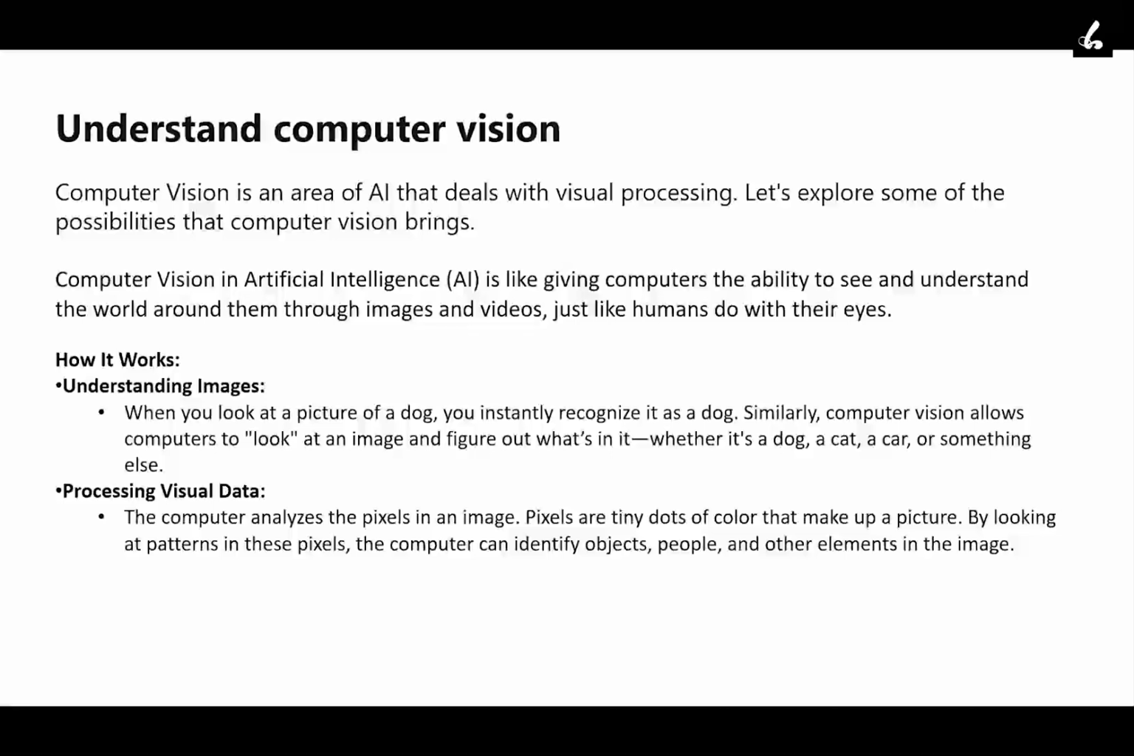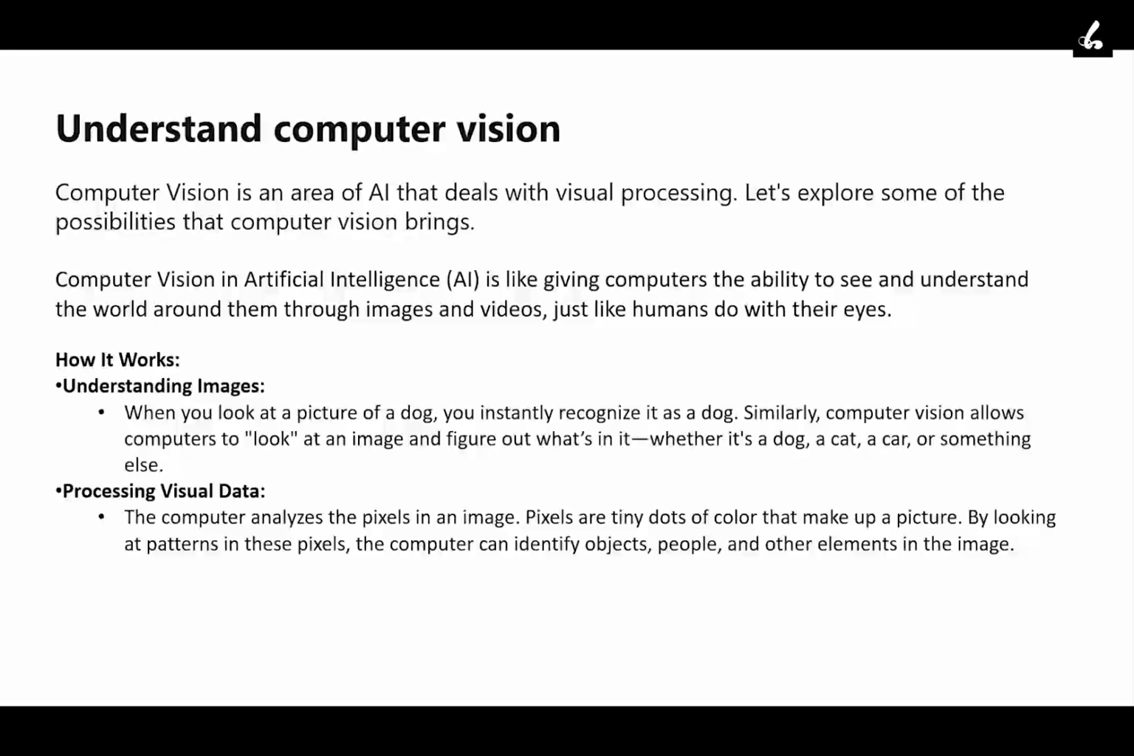Computer vision is recognizing things by looking at them and processing visual data, like a computer analyzing the pixels in an image. What are pixels? Pixels are very tiny dots of color that make a picture. By looking at patterns in these pictures, a computer can easily identify objects, people, and other elements.